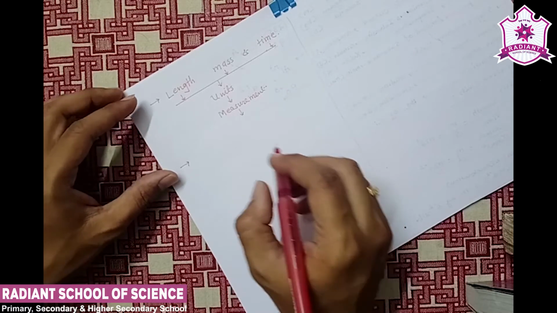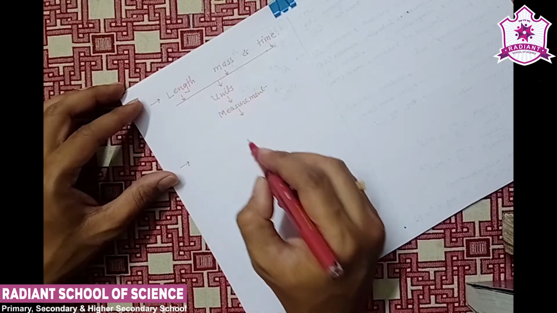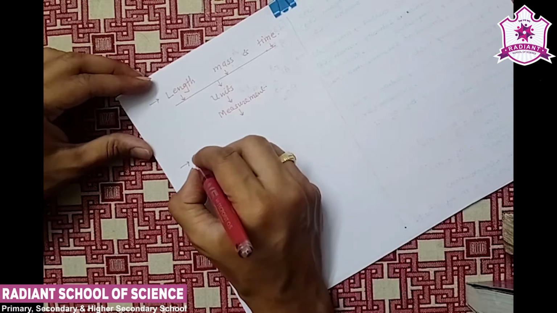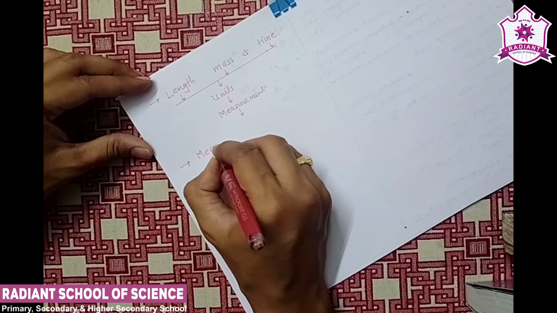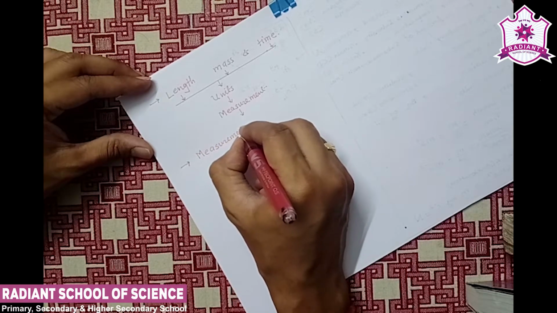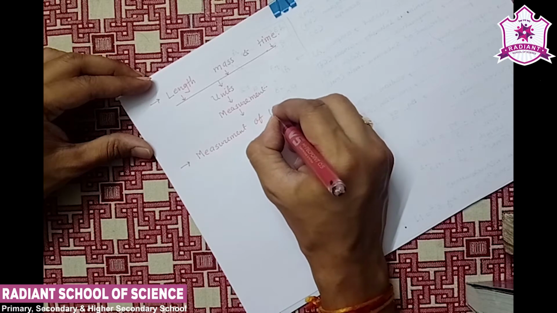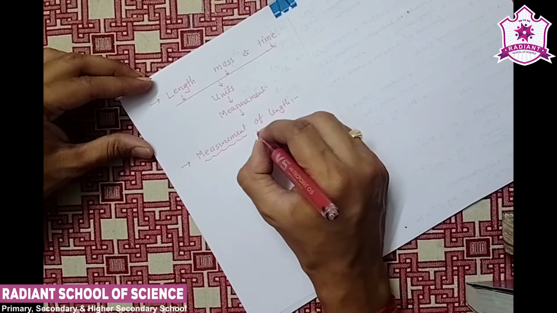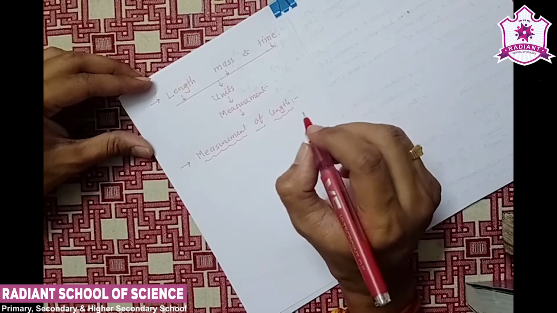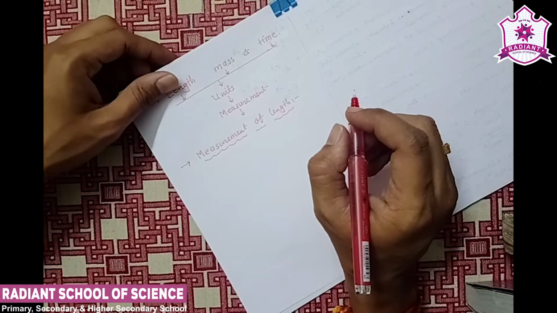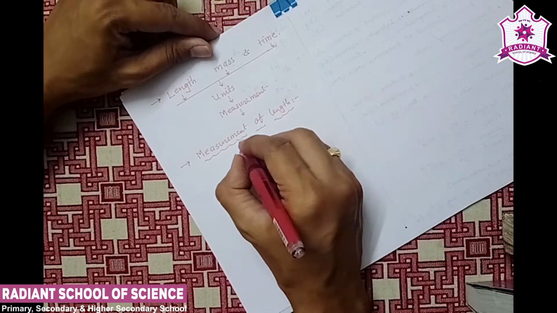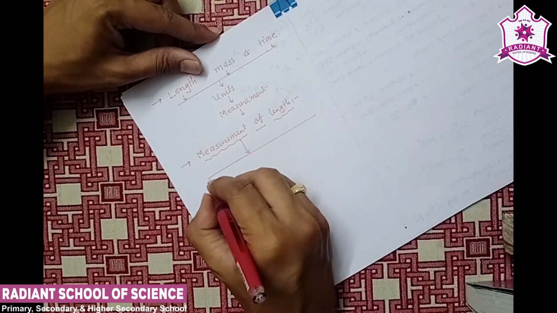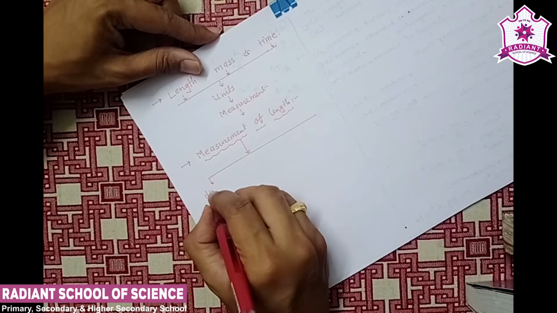So first of all, we will learn how we can measure the fundamental quantity called length. For the measurement of length, we have two different methods. One, the direct method.